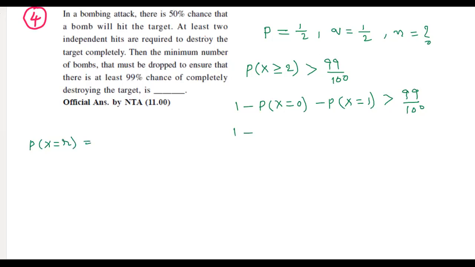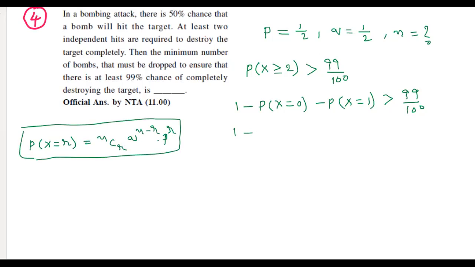That is equal to nCr into q power n minus r into p power r. This is the formula. P of X is equal to r. Now here P of X is equal to 0, that is nC0, q power, q value is 1 by 2, 1 by 2 whole power n minus 0, that is n into 1 by 2 whole power r. R means 0. Minus P of X is equal to 1.